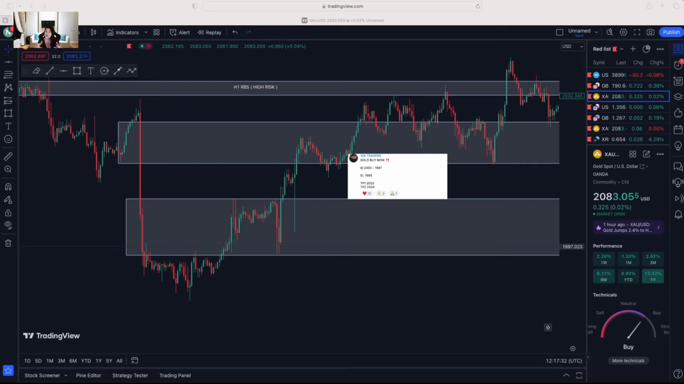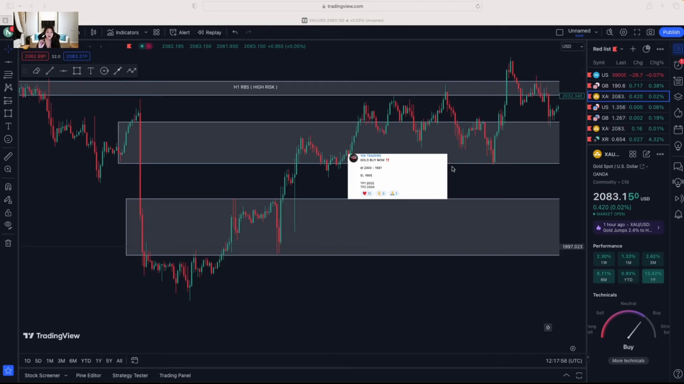I always do mapping analysis classes every Sunday, so you guys have to join, because on Sunday I mark out the zone. This is my mapping that I've done with the students every Sunday. So you know why I mark out the zone, why this H1 RBS is high risk. You need to learn. The more you learn, the more you'll gain confidence in your trading journey.